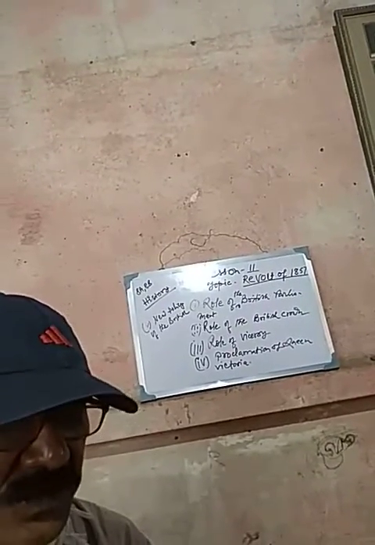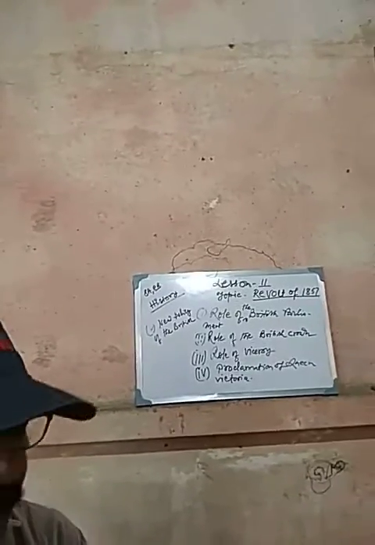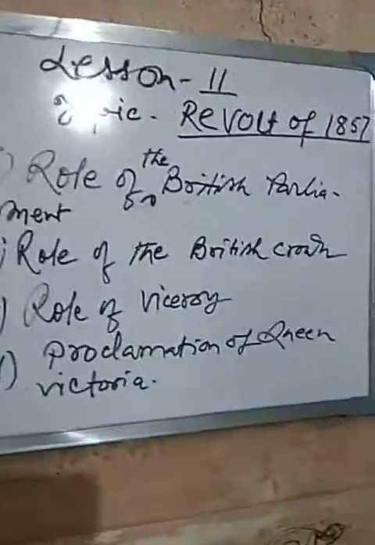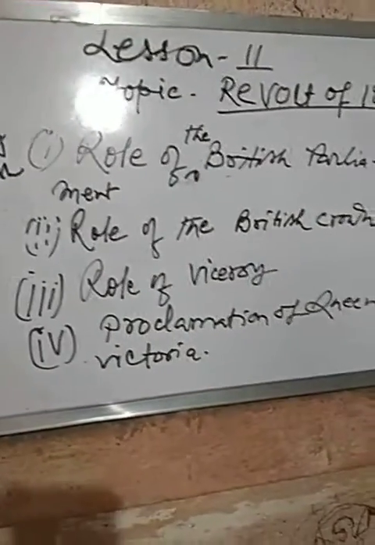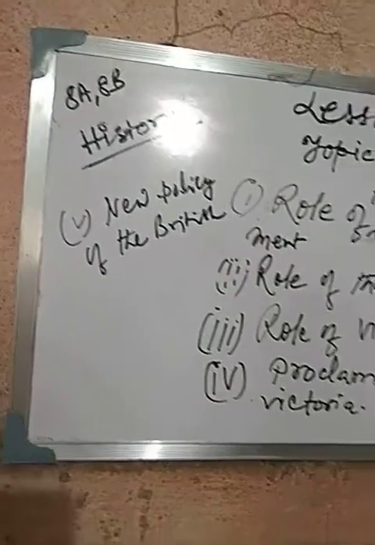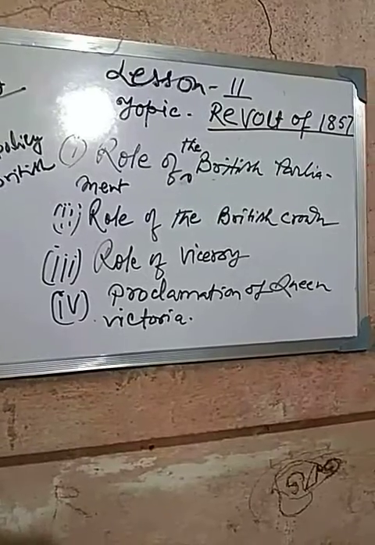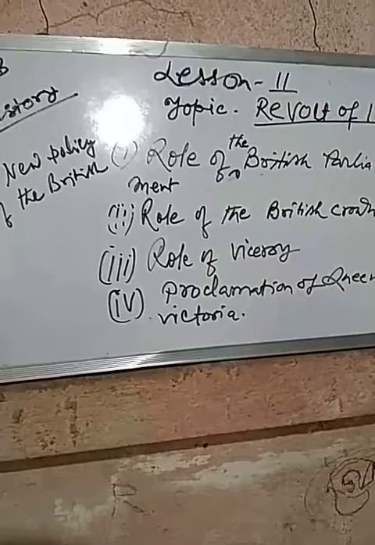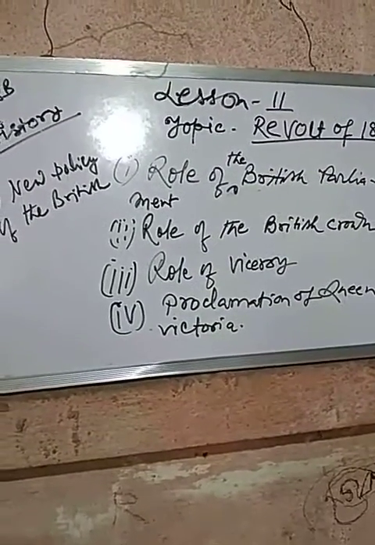Today I am going to teach you the lesson Revolt of 1857. Here there are some points mentioned on the board. Role of the British Parliament, role of the British Crown, role of Viceroy, proclamation of Queen Victoria, and point number 5, new policy of the British. Under these points today I am going to teach you lesson 11, Revolt of 1857.